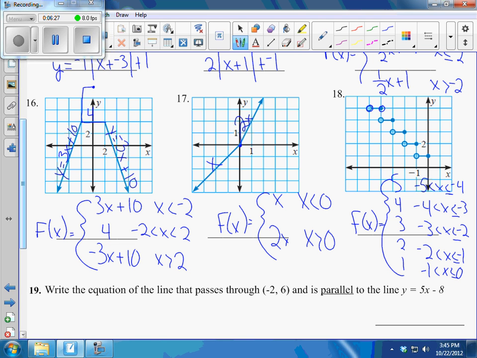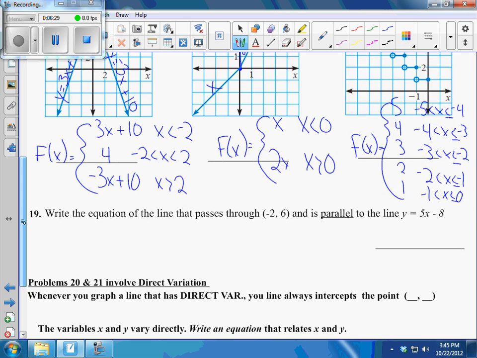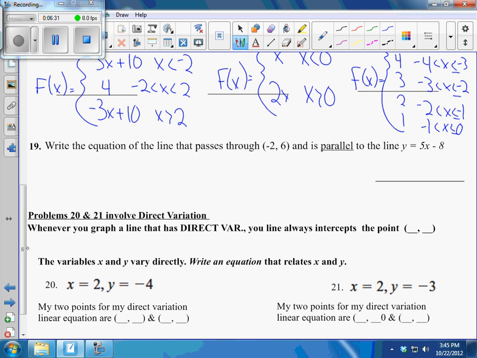And that's number 18. All right, number 19, it says write the equation of the line that passes through -2, 6 and it's parallel. So just a quick visual. My original line is 5x minus 8. It's going something like that, pretty steep. And when I'm done, I should have a line that's parallel to this and going through -2, 6. So if that were -2, 6, that's going to look like that.